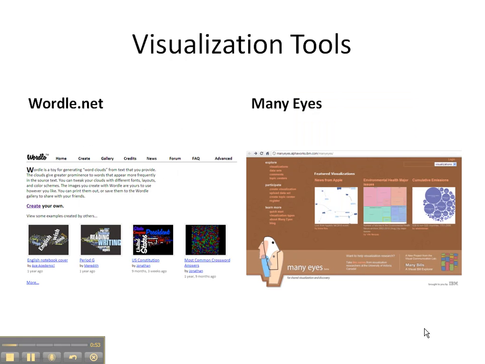So one of the ways that you can do that is to use some of these visualization tools and some of these cues to help you figure out who's using similar topics. So two different visualization tools that I'm going to introduce you to are Wordle and Many Eyes.